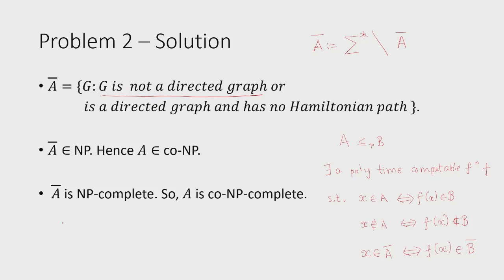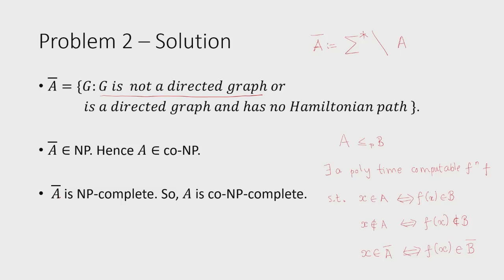Oh, sorry, there is a typo over here. This is A. So in that case, we would have defined A complement so that A and A complement together do not give you sigma star. Yes. So that is why we defined A complement like this. Yeah, it's clear.